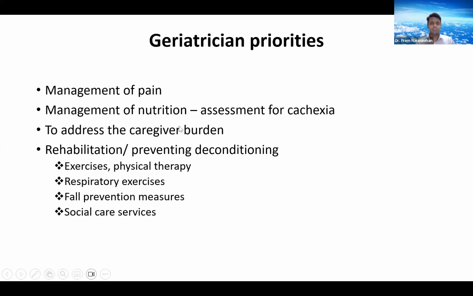So the geriatrician priorities, if I have to put it in a concise way: management of pain, management of nutrition to address the caregiver burden, absolutely. Assess for cachexia, then rehabilitation. We use our team members: exercise, physical therapy, respiratory exercises, fall prevention is very important. And of course, social care services, because ultimately the caregiver burden is there.